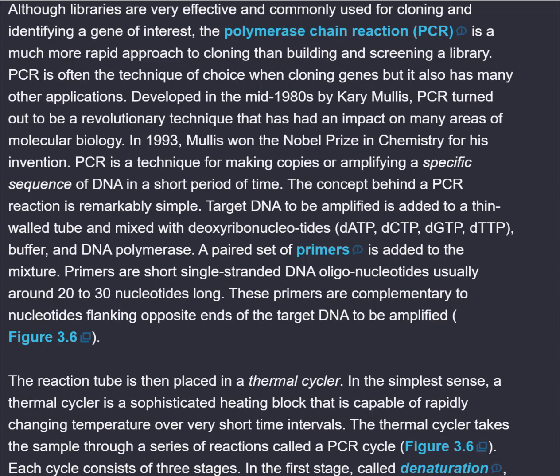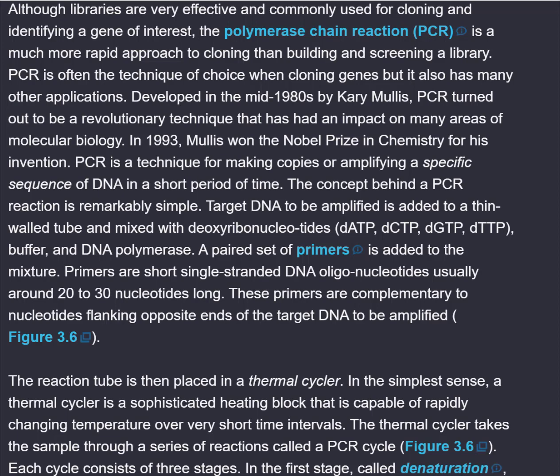Developed in the mid-1980s by Kary Mullis, PCR turned out to be a revolutionary technique that has had an impact on many areas of molecular biology. In 1993, Mullis won the Nobel Prize in Chemistry for his invention. PCR is a technique for making copies, or amplifying, a specific sequence of DNA in a short period of time. The concept behind a PCR reaction is remarkably simple.